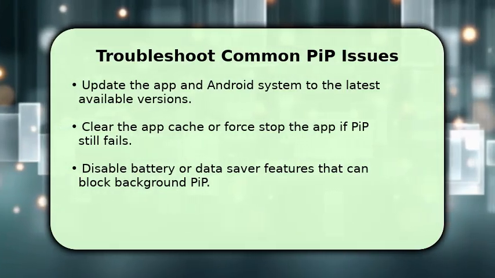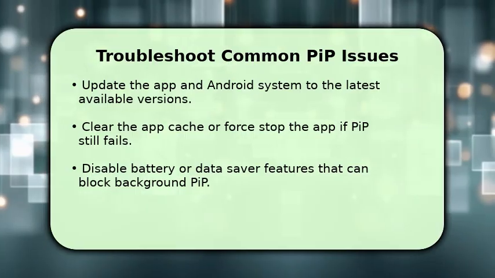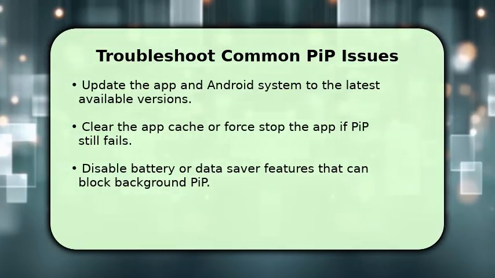As a last resort, uninstall app updates or reboot the phone and re-enable Picture-in-Picture in Settings to restore normal Pi-P functionality.